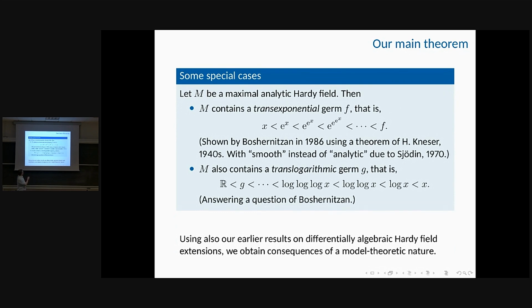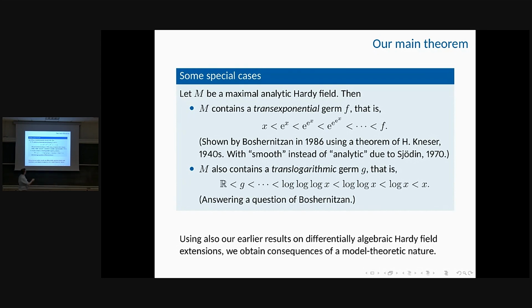So, phrasing here the analytic version: if you have a maximal analytic Hardy field, then it will always contain a trans-exponential element, an element which grows faster than all the exponentials. So this is the special case where the B is empty and the A consists of these iterated exponentials. Now this had actually been shown earlier by Boshernitzan in a completely different way, using functional equations. In the smooth case, it was shown by Sjödin, some Swedish mathematician.